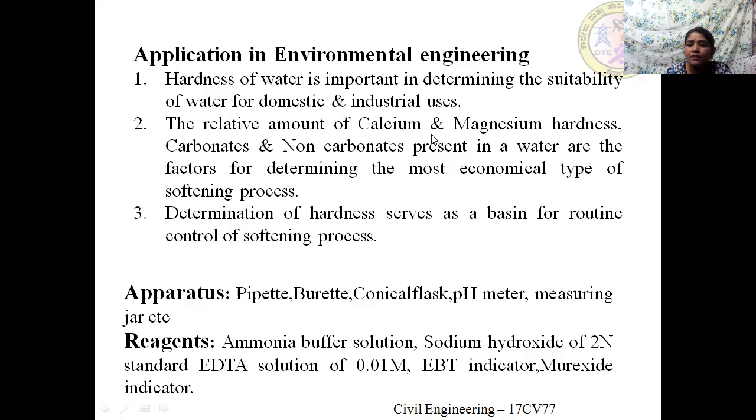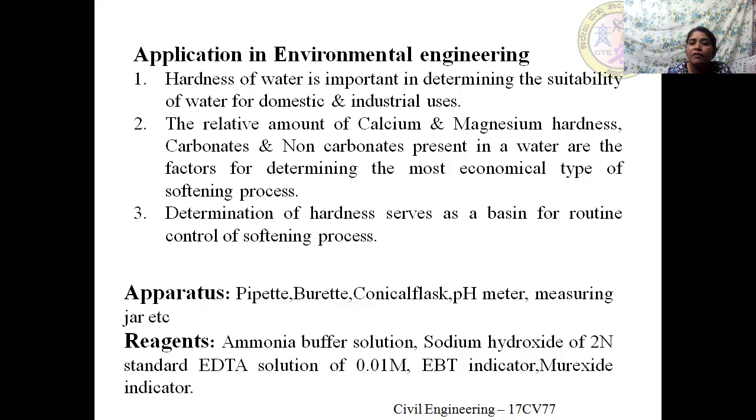Coming to the applications in environmental engineering, why does this particular parameter have to be determined? What is its application? We know hardness of water is important in determining the suitability of water for domestic and industrial uses. I said when it is soft or moderately hard, it can be used for agricultural purposes. Then I said a human being likes slightly hard water because it has a certain taste and is palatable. So in this way, it helps us determine the suitability, where it can be used, and for which purpose.